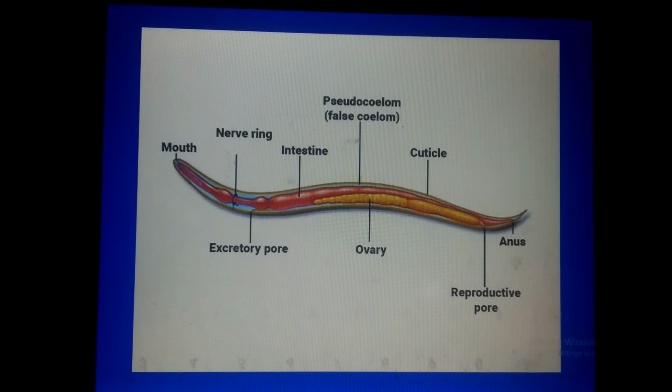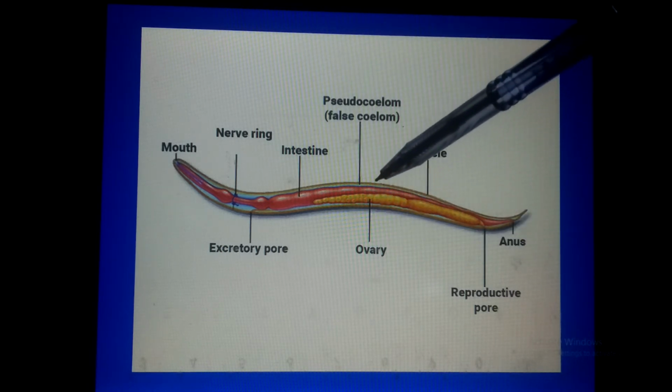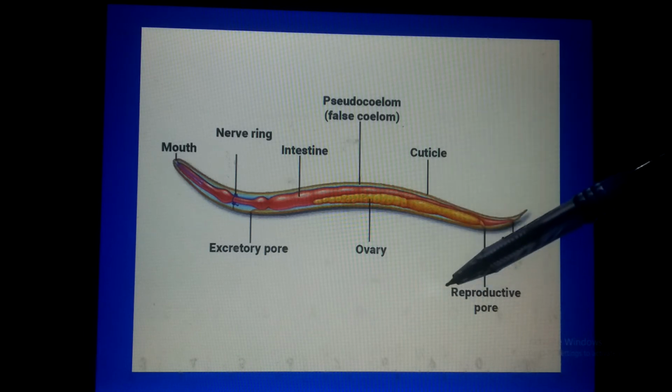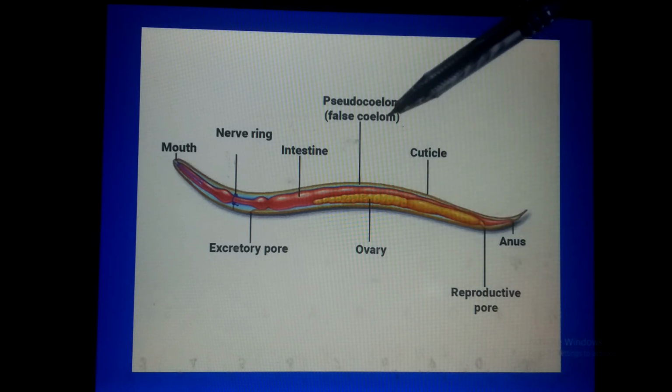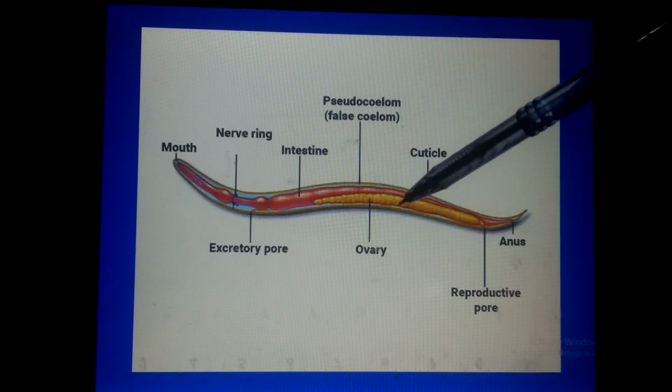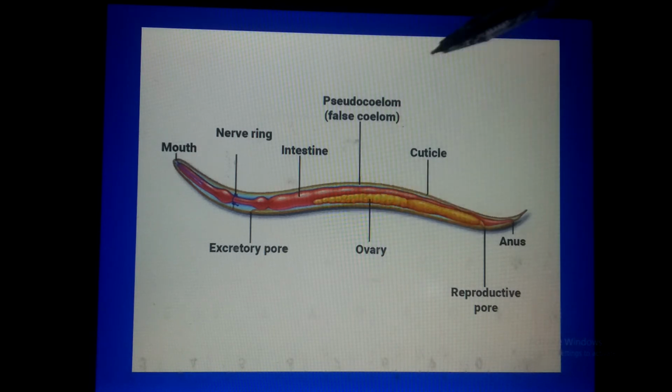You can see here the complete diagrammatic view. This is the mouth. Both ends are tapering. They have a rounded body, and the mouth is present on one end. This is an advanced character. Sometimes they are unisexual, sometimes they are bisexual. If they are bisexual, means they are hermaphrodite, means ovary and testes are present in the same organism. But in some cases, they are unisexual. Ovary, male and female partners are separate.